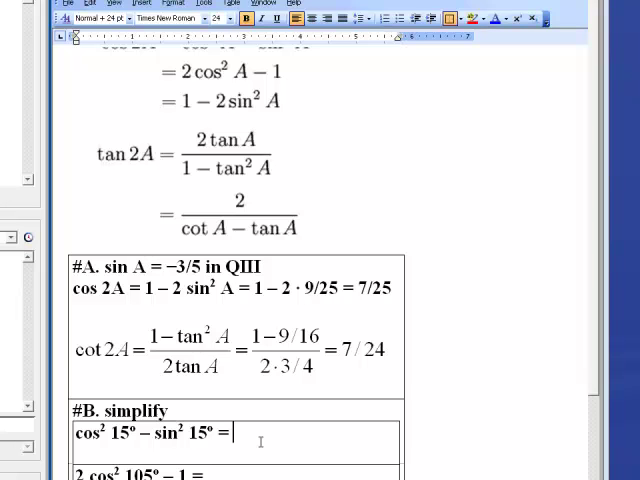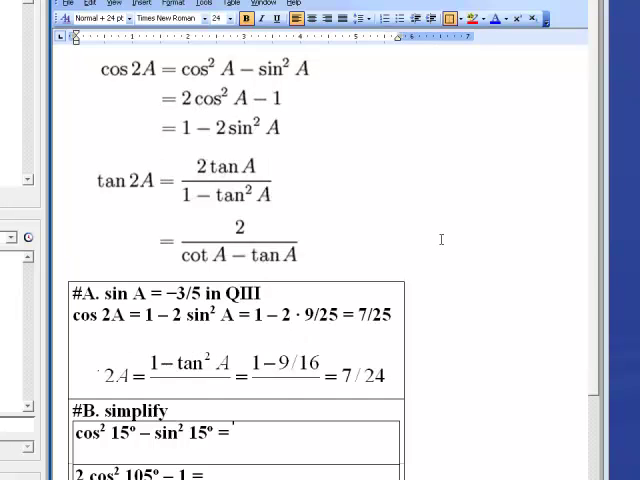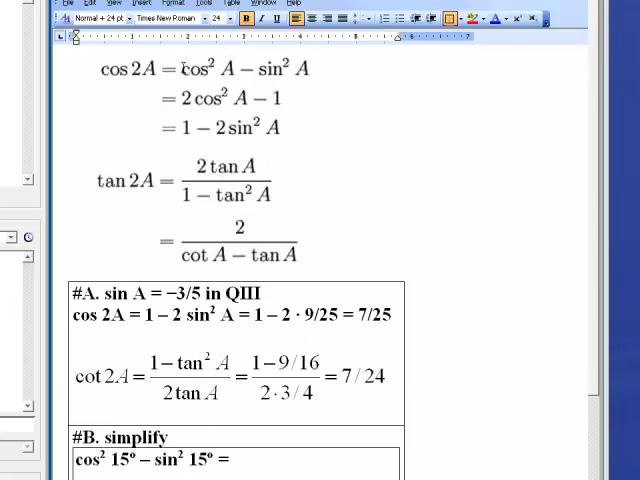Okay, simplify the following. Cosine squared of 15 degrees minus sine squared of 15 degrees. Well, that again is one of the identities, which I almost scrolled off the screen here. There it is. Cosine squared minus sine squared is the same as cosine 2A. So what I have is cosine 2A. I would like to keep an A there. And then, of course, A is 15 degrees, so 2A is 30 degrees.